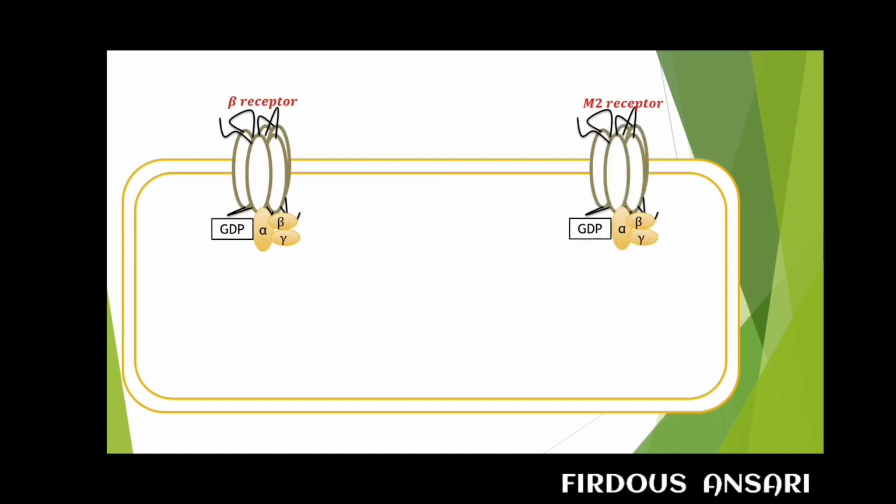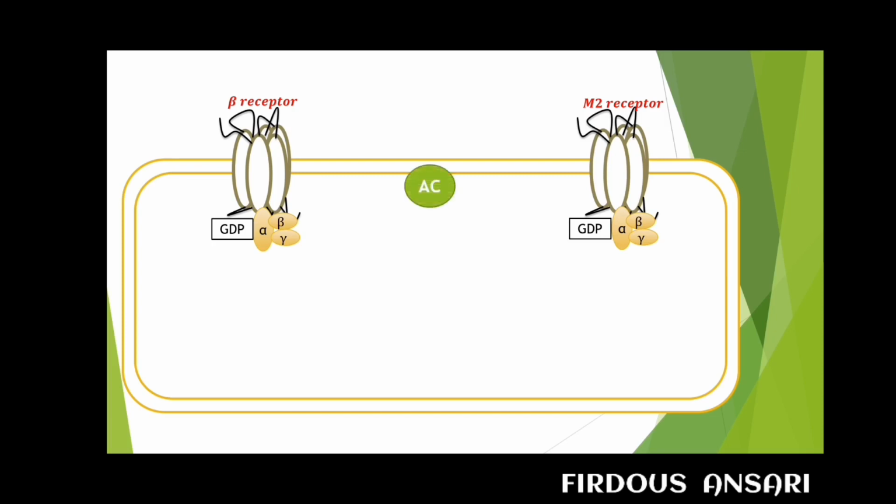The GS and GI coupled receptor. So suppose this is your myocardial cell, and here is the beta receptor and here is the M2 receptor. Both the beta receptor as well as the M2 muscarinic receptor are examples of G protein coupled receptors, and these are present on a myocardial cell. The action of the beta receptor, when it gets activated, is to increase the heart rate, whereas the M2 receptor, when it gets activated, reduces the heart rate.